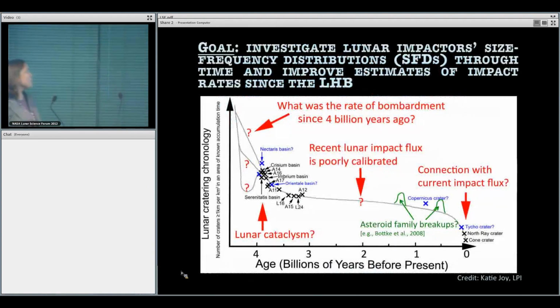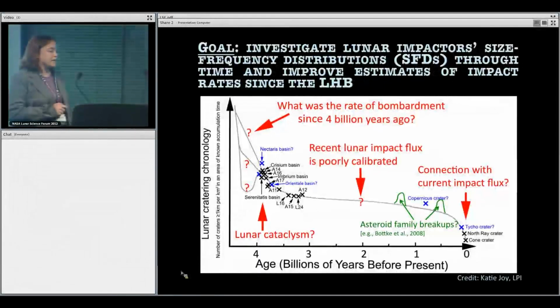The goal of this project was to investigate lunar impactor size frequency distributions through time and improve estimates of the impact rate since the LHB. So we're primarily concerned with the time frame along here.